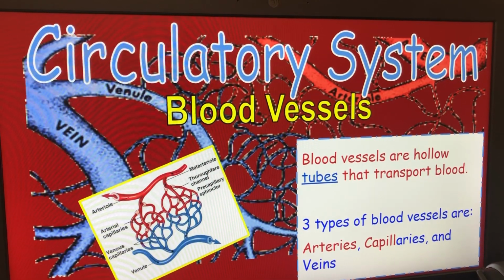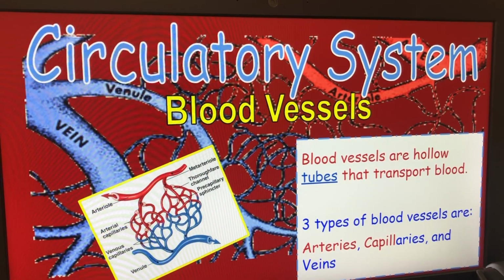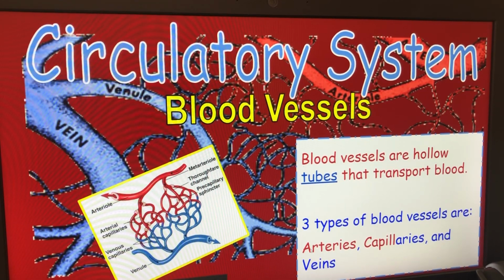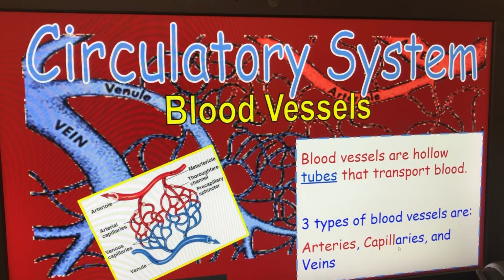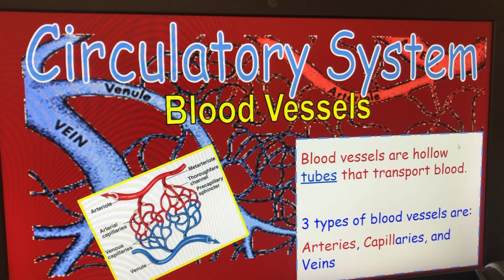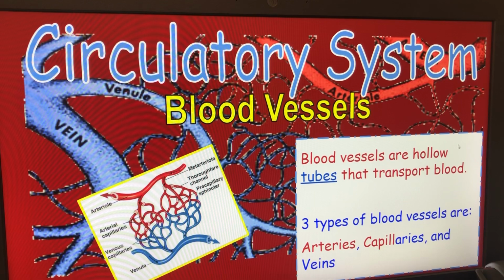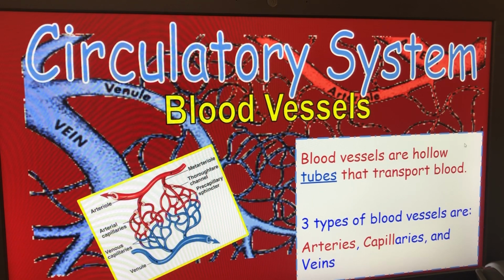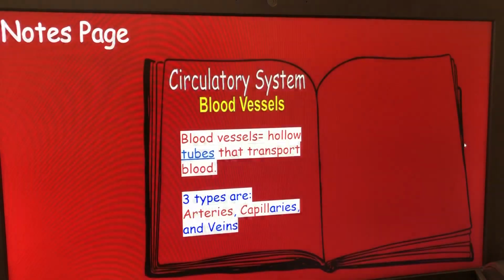Okay, again, the three types of blood vessels are arteries, capillaries, and veins. And notice I have typed up arteries in red, capillaries in red and blue, and the veins in just blue. I'm trying to indicate what is oxygenated, which blood vessel carries deoxygenated blood, or possibly where the gas exchange occurs.